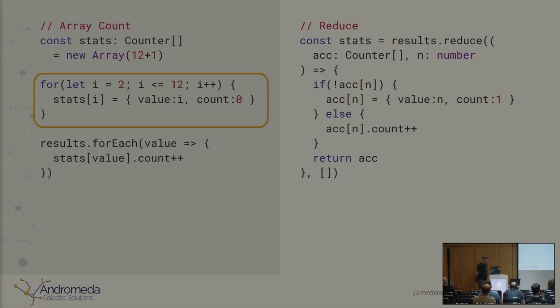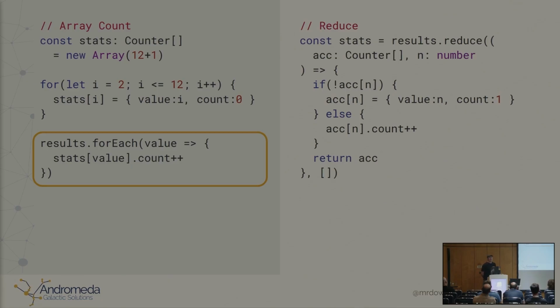One really straightforward thing we can do is what I'm calling the array count. It builds an array with indexes from 2 to 12, and then quickly calculates against that. Now, I'm only iterating once. We would expect this to be a lot faster.